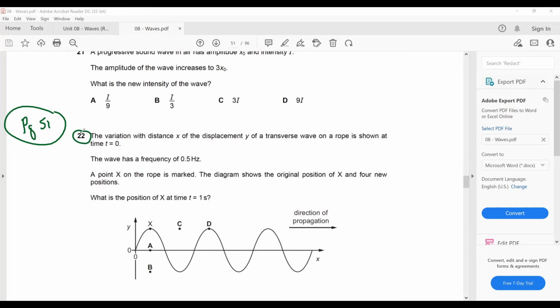All right. Okay, over here they tell you the variation with distance x of the displacement y of a transverse wave on a rope is shown at time t equals to 0. The wave has a frequency of 0.5 Hertz. The point x on the rope is marked. The diagram shows the original position of x and 4 new positions. What's the position of x at time t equals to 1 second?